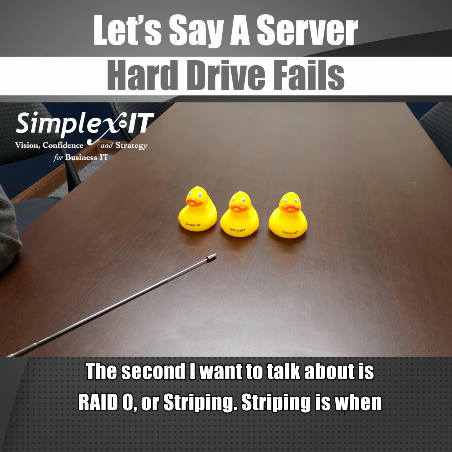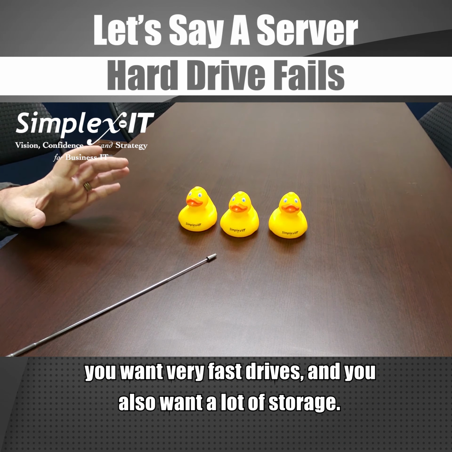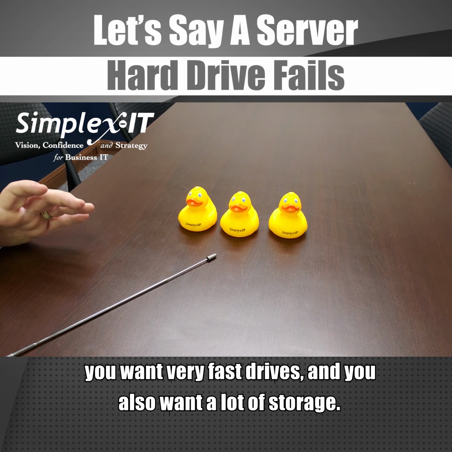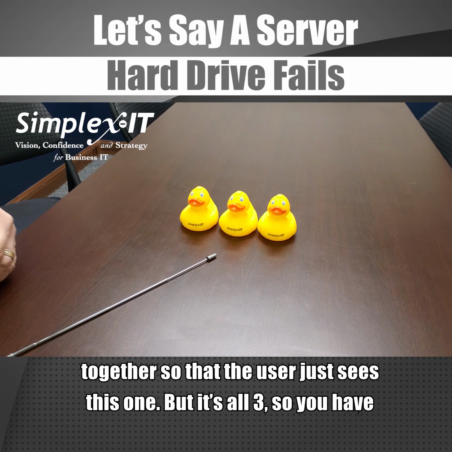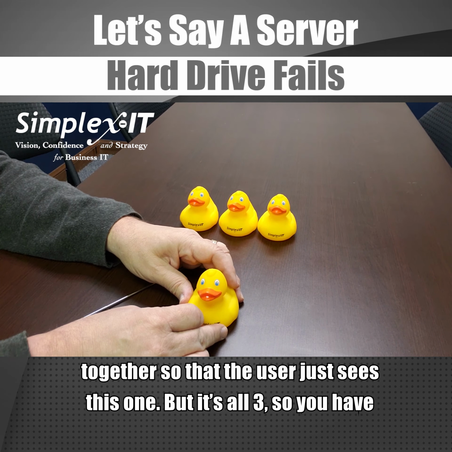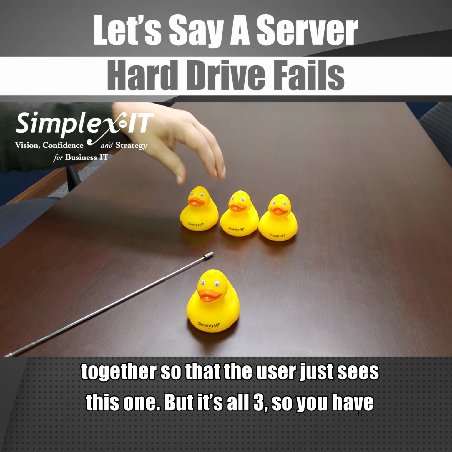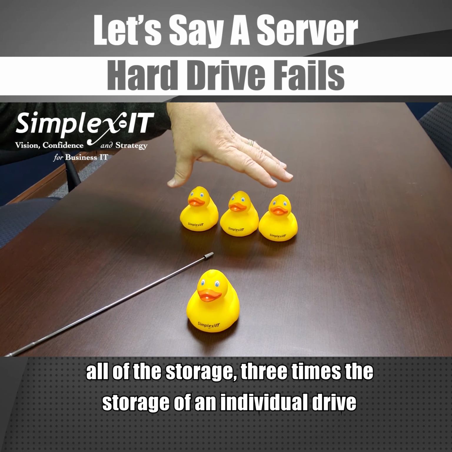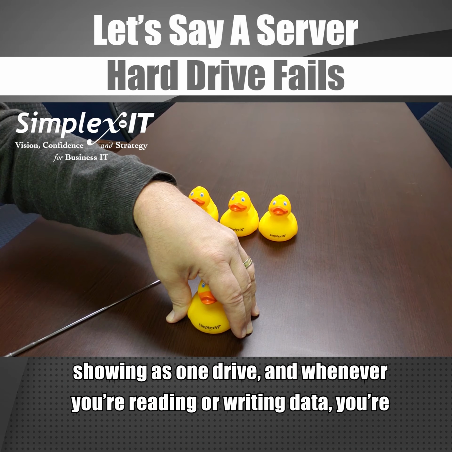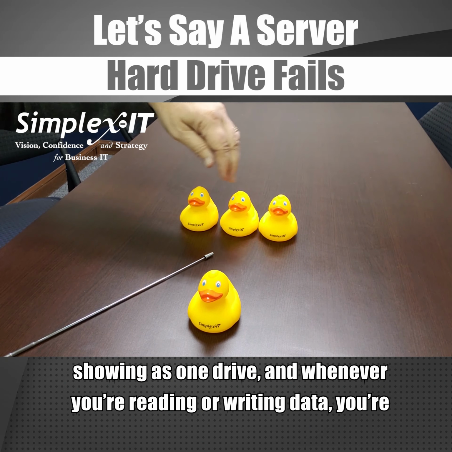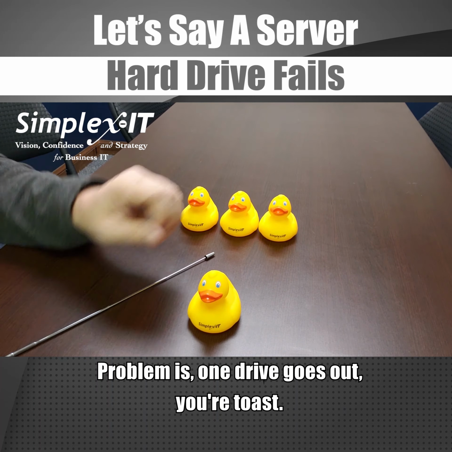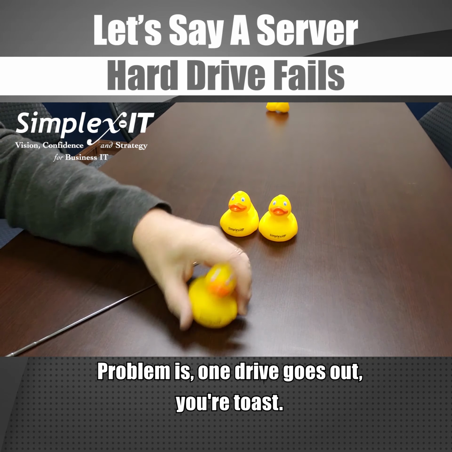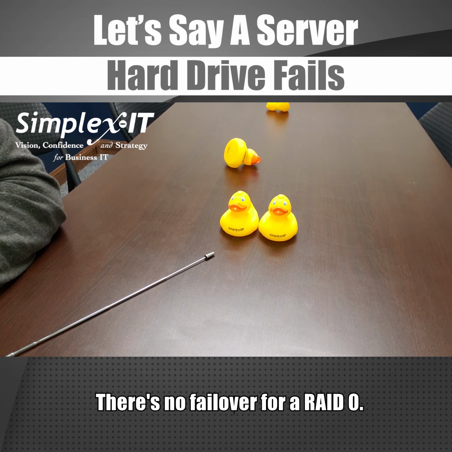The second I want to talk about is RAID 0 or striping. Striping is when you want very fast drives and you also want a lot of storage. So what you do is you take multiple drives and you literally put them together so that the user just sees this one, but it's all three. So you have all of the storage, 3 times the storage of an individual drive, showing as one drive. And whenever you're reading or writing data, you're actually doing it 3 times simultaneously, so it's roughly 3 times as fast. Problem is, if one drive goes out, you're toast. There's no failover for a RAID 0.